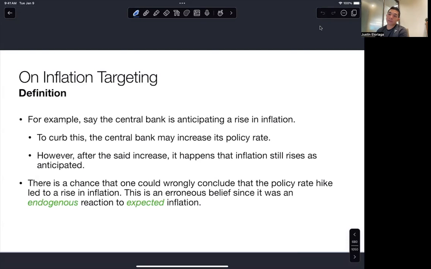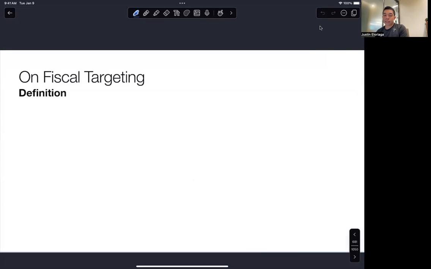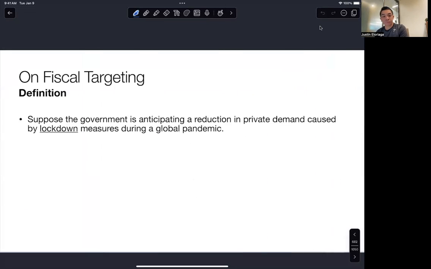So if you ran an unrestricted VAR, it might tell you that story, but when you run a structural VAR, you know that because of this endogenous reaction to this expected inflation, this isn't the relationship that it should be pointing out, right?